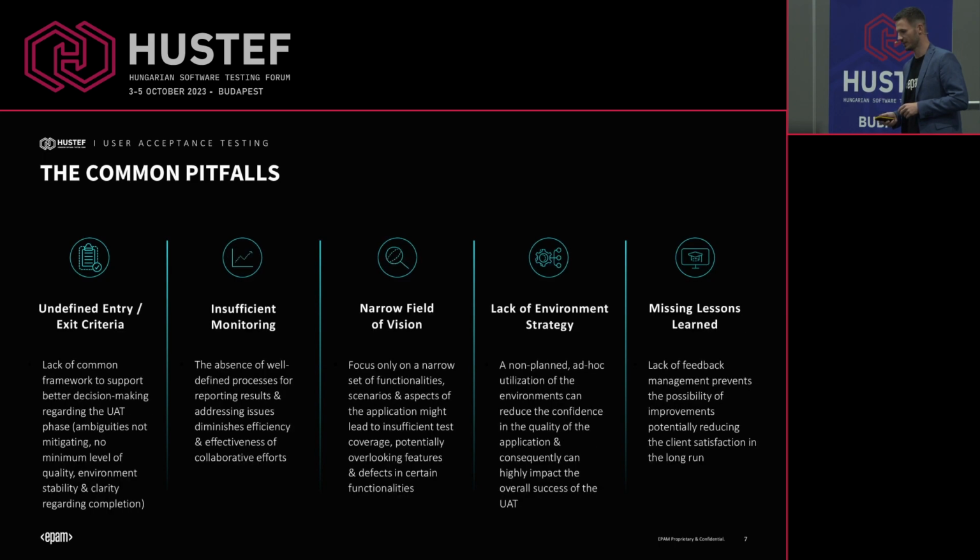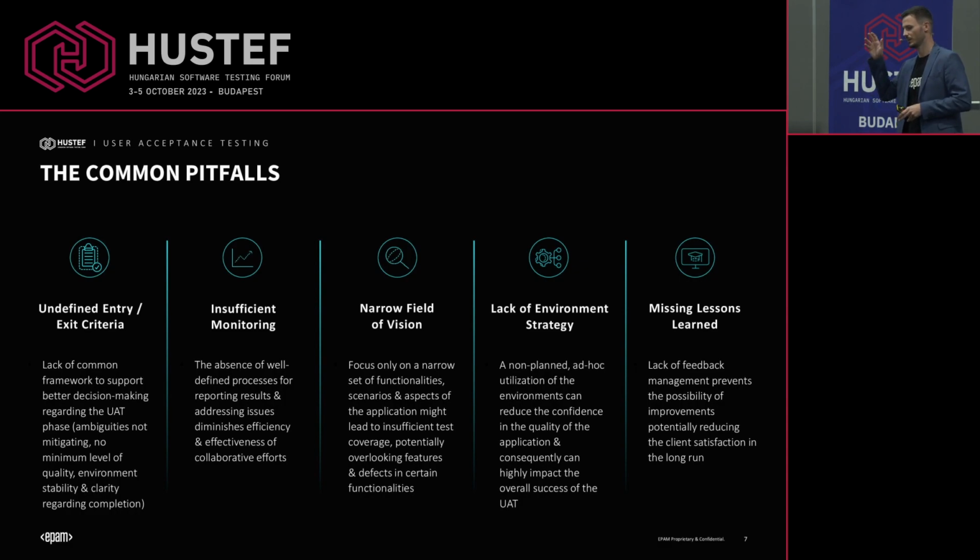I have one more slide regarding the common pitfalls. The next one is about undefined entry and exit criteria. It's really important to have rules in place to decide on when we can start the UAT and when we can have the stamp on the product. Usually it's a question that, okay, we completed the testing, but okay, what's next? So how can we validate that?